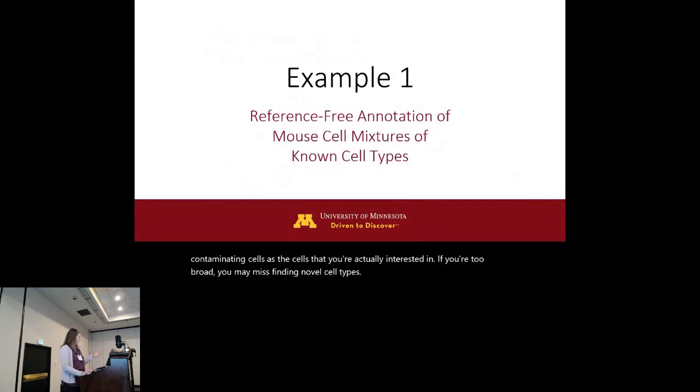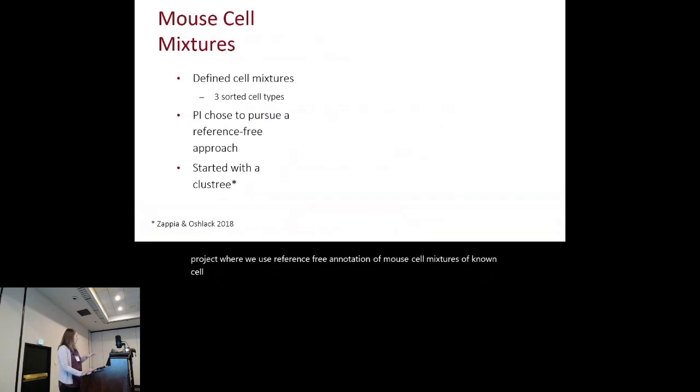So let's get into some examples. The first project that I'll show you was a project where we used reference-free annotation of mouse cell mixtures of known cell types. In this project, the PI created defined cell mixtures with 3 sorted cell types, and therefore he could choose a reference-free approach and wasn't worried about doing any sort of clustering or any sort of reference-based approach because he knew which markers he was going to use for annotation.